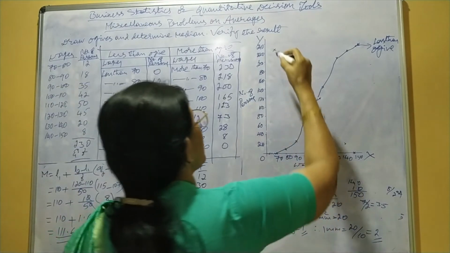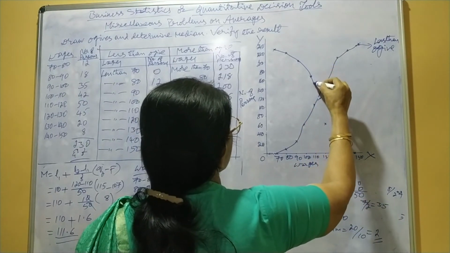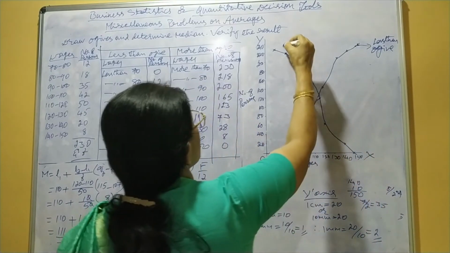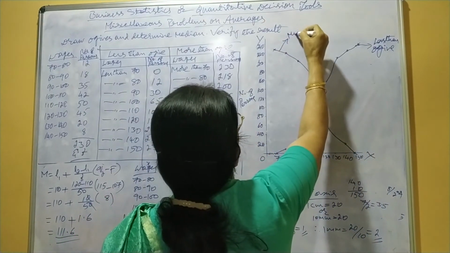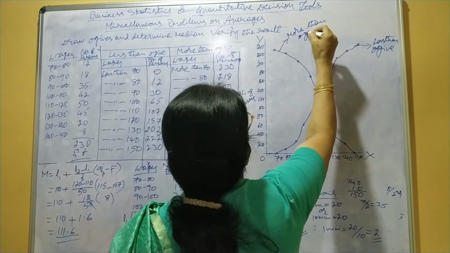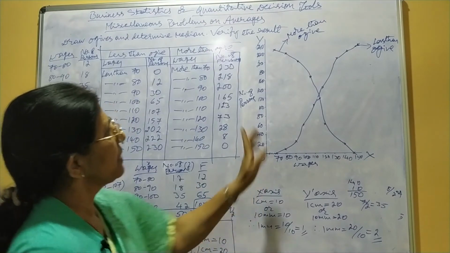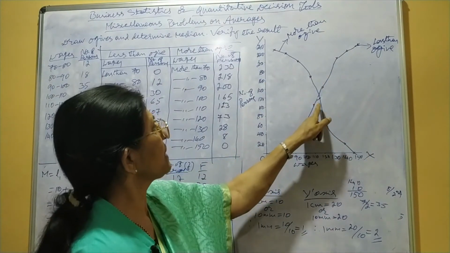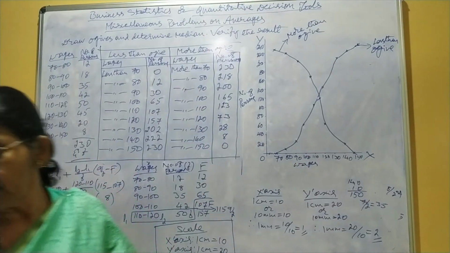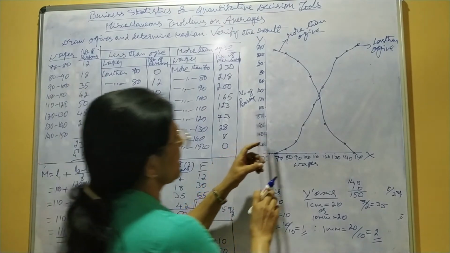Now, here also we have to join these points without using scale. This one is more than ogive. More than ogive. Now, these two ogives intersect at a particular point. If by using scale, here you may use the scale.